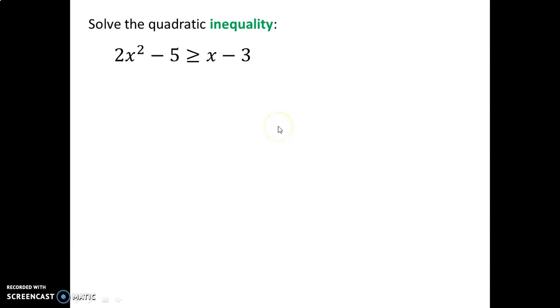Alright, let's try this one. Solve the quadratic inequality. So we have this one. Just like normal quadratic equations, we want to get everything on one side and 0 on the other side. So let's move the x and the 3 over there. Okay, so then we subtracted x and added 3 to get this. This is now greater than or equal to 0.